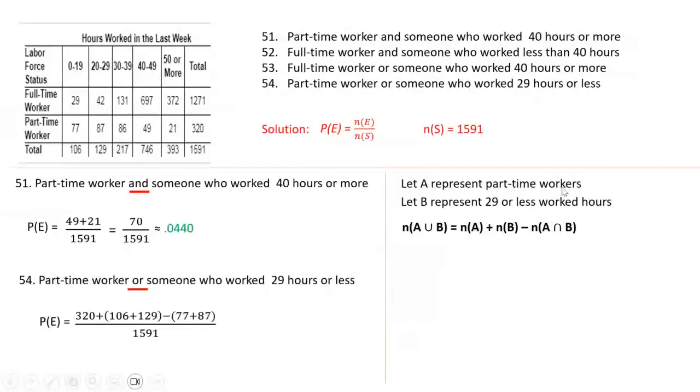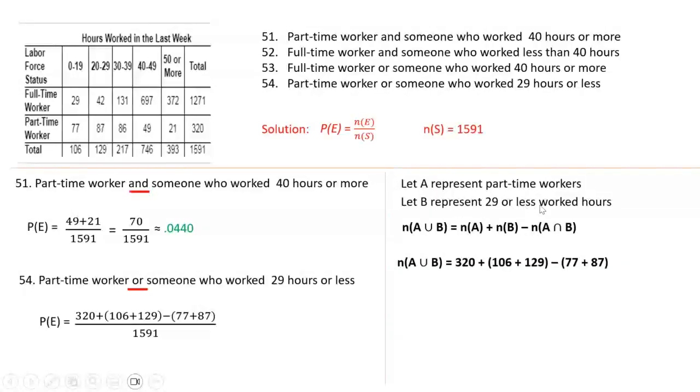Let A represent the part-time workers. So this is the part-time workers. And let B represent working 29 hours or less. Okay, now. So the part-time workers are going to be 320, because there's 320 part-time workers.